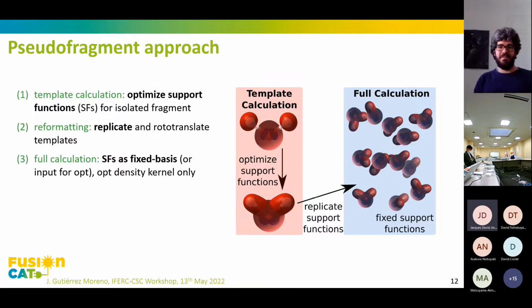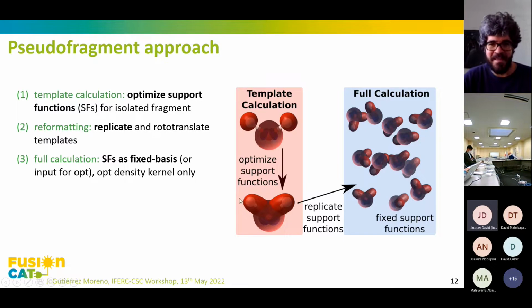Now I will talk a bit about this method we are testing, which we call pseudo fragment. It is a method that is designed to decrease the computational cost of these simulations, which is especially important in very large systems. For this, I will just show you a very simple example, starting with a water molecule. So we start with what we call the template, which in this case will be made of 1 oxygen and 2 hydrogen atoms. And we optimize the support functions for the template.